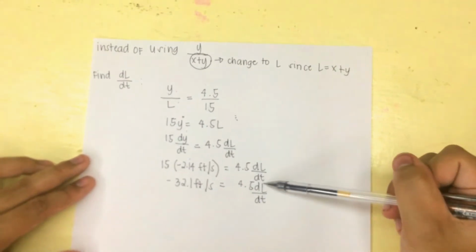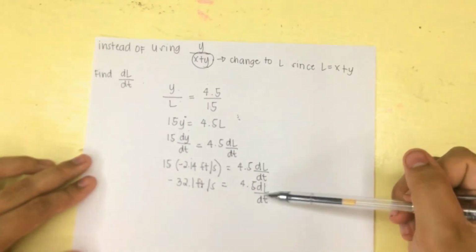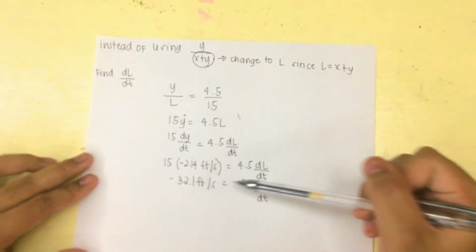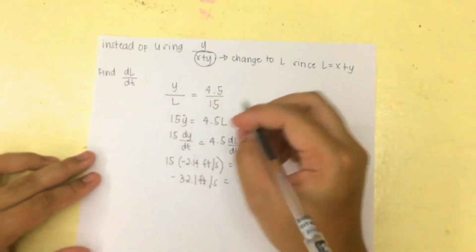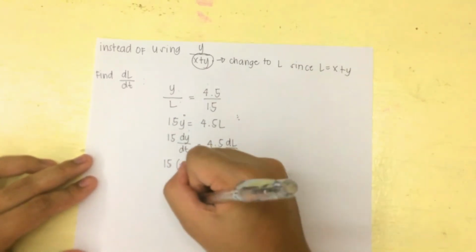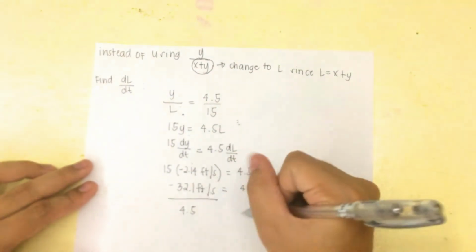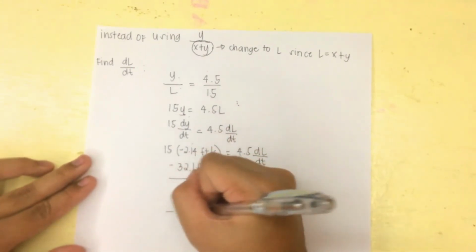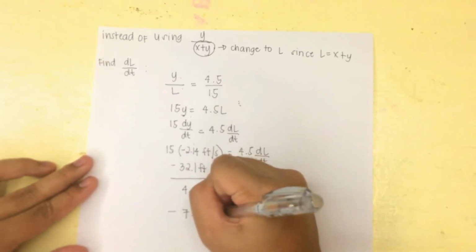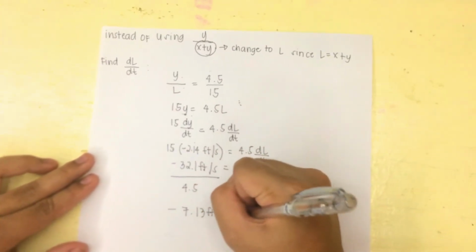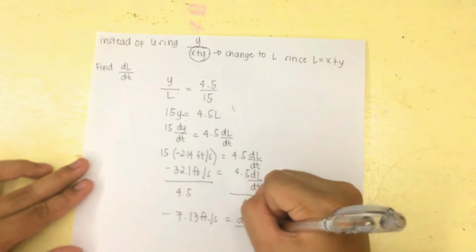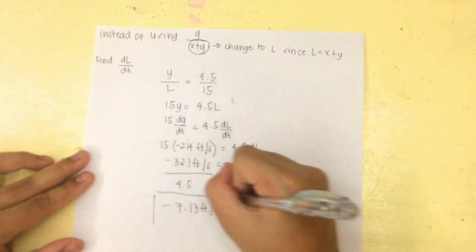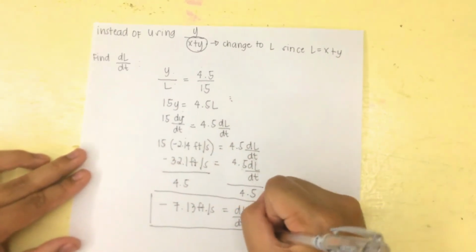Since we have to find the value of dL/dt, we have to divide both sides by 4.5. So the value will be negative 7.13 feet per second, which is equal to dL/dt. So that is our answer for part B.